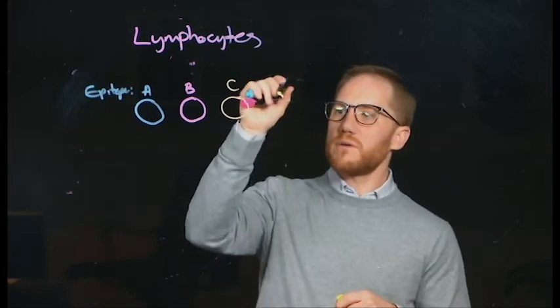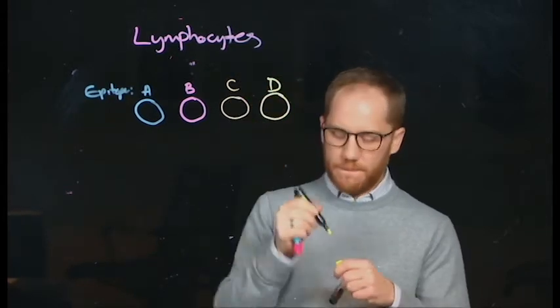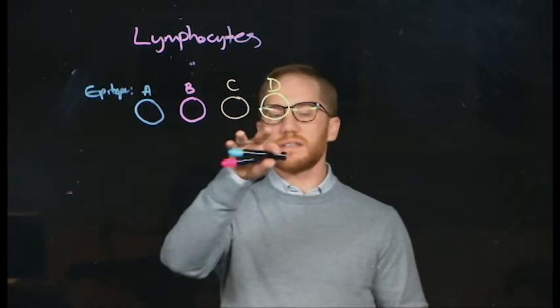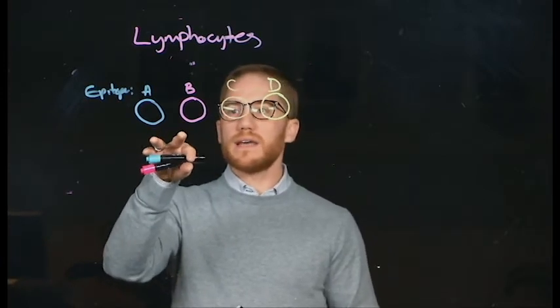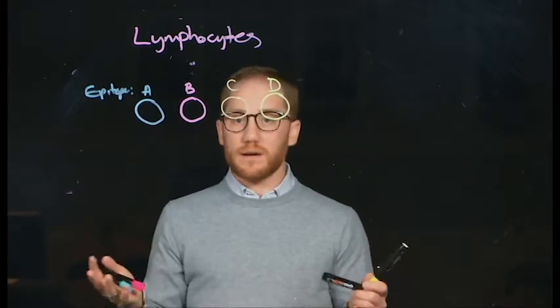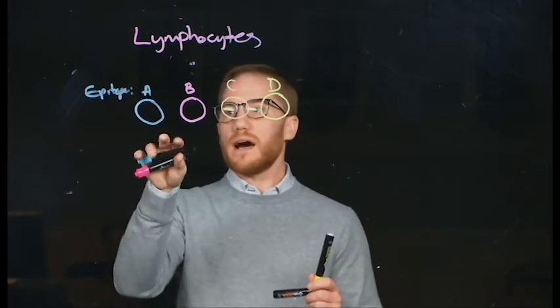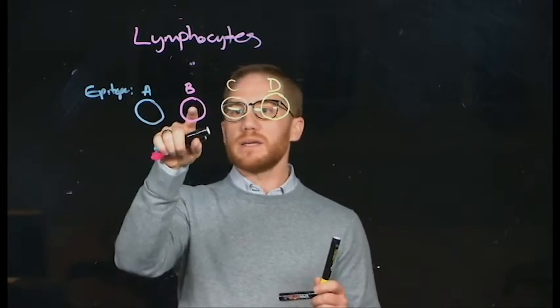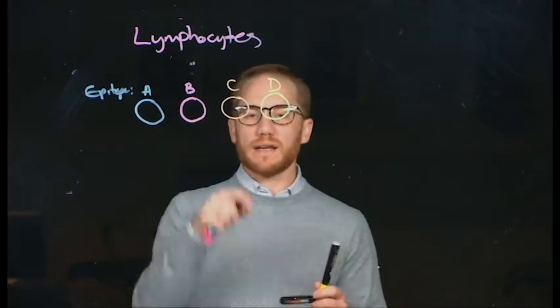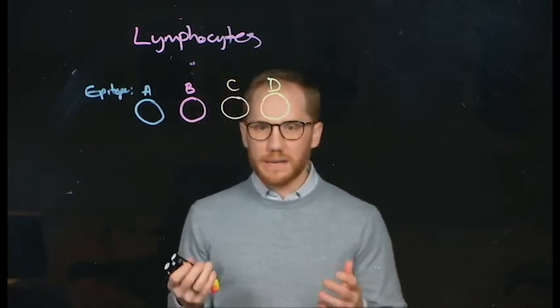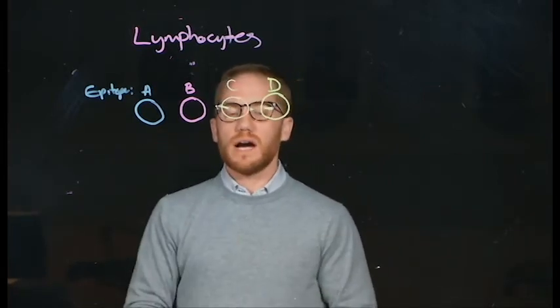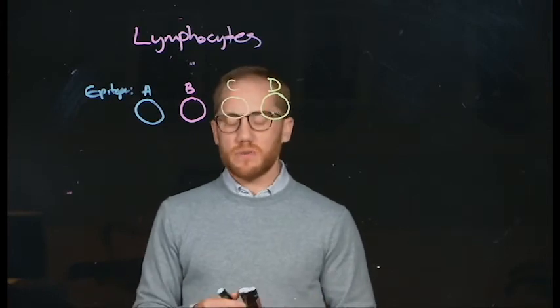And then the fourth one recognizes D. So each one of these T cells recognizes a different epitope. So they're unique. All four of these are unique. The blue one will not recognize B epitope, nor will it recognize C. So keep that in mind, and that's why it's important that all of these lymphocyte populations are unique.